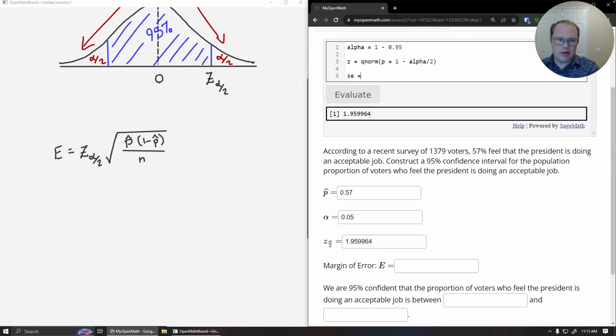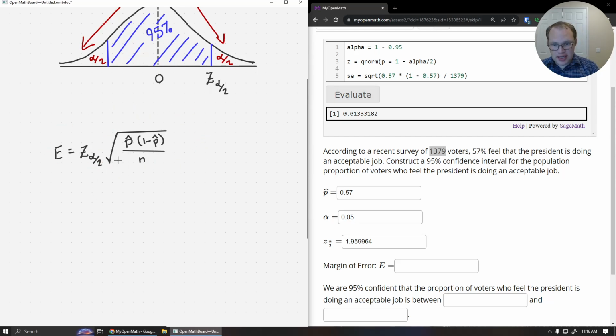So our standard error is going to be the square root of, and I'm going to take my p hat, my sample proportion, which we found here, 0.57. So 0.57 times 1 minus 0.57 divided by the sample size. The sample includes 1,379 voters. So 1,379. And so that's my standard error. I'm going to use that to calculate my margin of error.